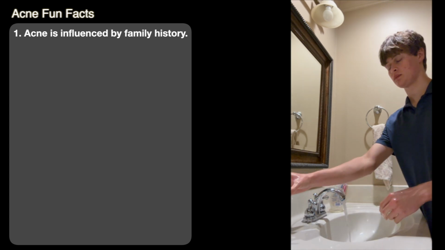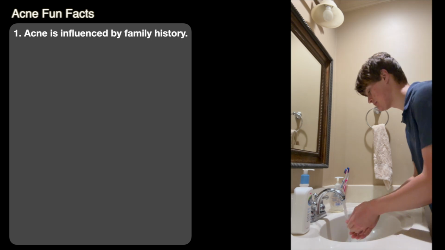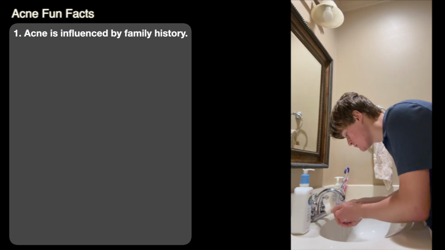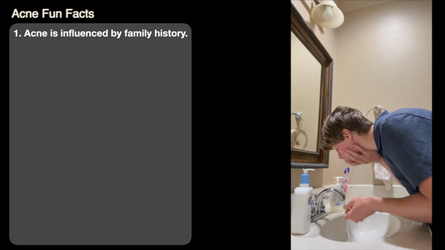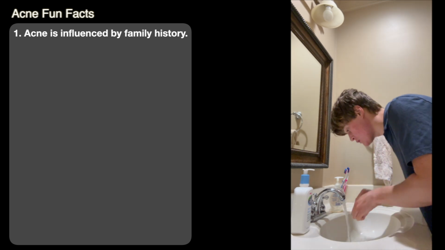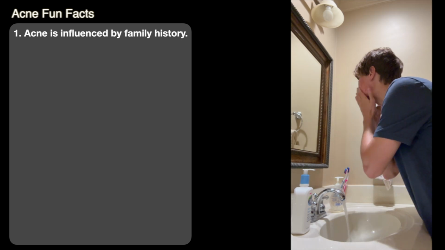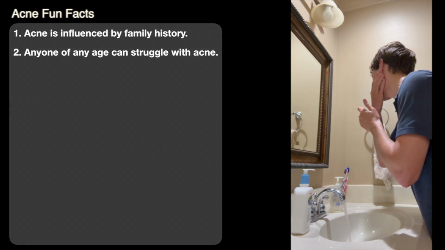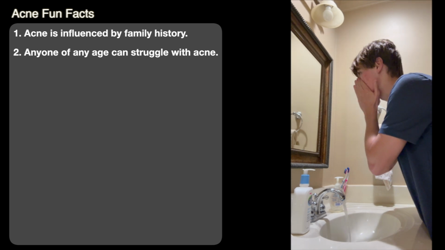Number 1, acne is not only caused by hormones, but it can also be influenced by your family history. Unfortunately, according to the NIH, researchers believe that you may be more likely to get acne if your parents had acne. So that can be a good telltale sign to see if the storm's coming or not. 2, anyone of any age can struggle with acne, though it is most common in teens.